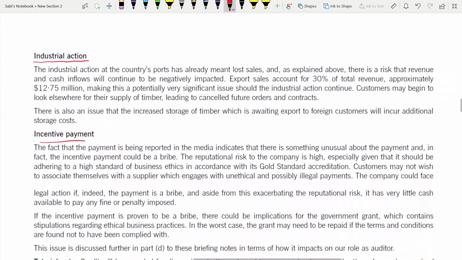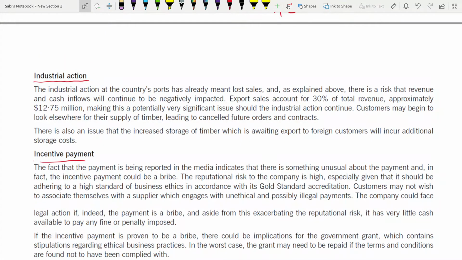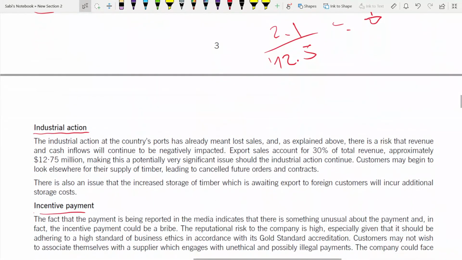Next is industrial action. The industrial action at the country's board has already meant lost sales, right? Because of that industrial action, already we have lost 2.1 million. They have clearly told. And as explained above, there's a risk that revenue and cash inflows will be negatively impacted. Because of that industrial action, you are not going to receive cash inflows because you are not going to sell to your customer. So how are you going to receive that cash inflows?